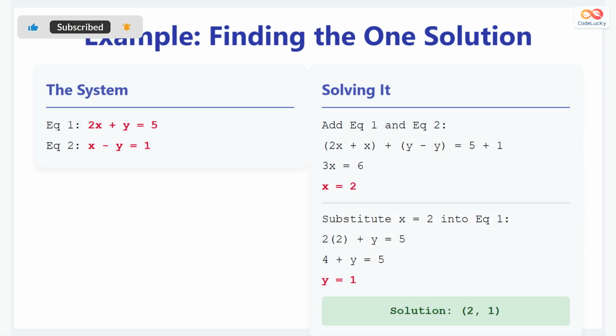Let's look at our example. 2x plus y equals 5 and x minus y equals 1. If we add the two equations together, the y's cancel out and we get 3x equals 6. Solving for x gives us x equals 2. Plugging that back into the first equation, we get 2 times 2 plus y equals 5, which simplifies to 4 plus y equals 5, meaning y equals 1. The single solution is the point (2, 1).